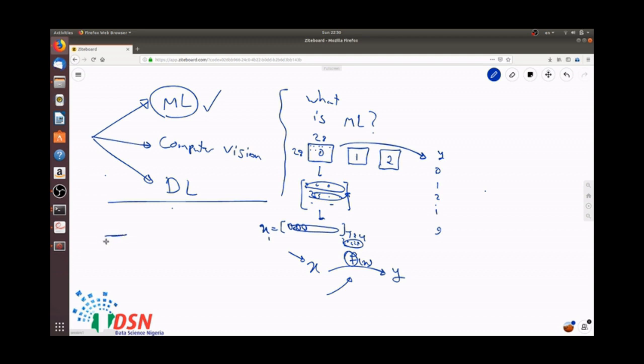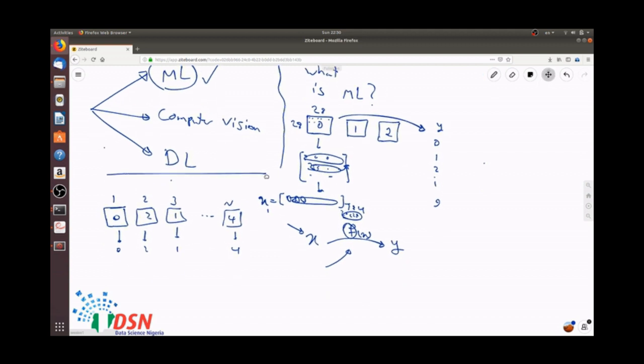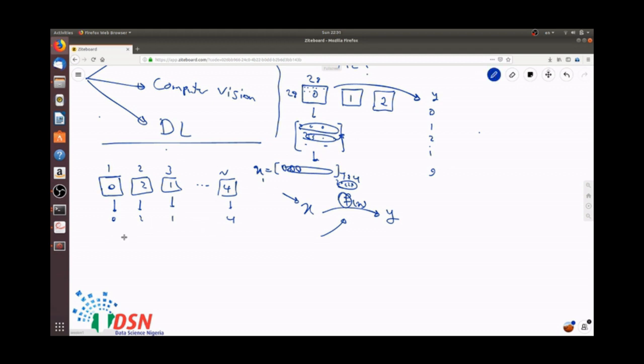For example, a person maybe labeled them for us. We have 0, 2, 1, and so on, and we know that this is 0, this is 2, this is 1, this is 4. This is actually data first, second, and third to n. We have n data. So based on this n data, we want to find this mapping. We can show this as x, actually x1, x2 to xn. We call this actually data set.